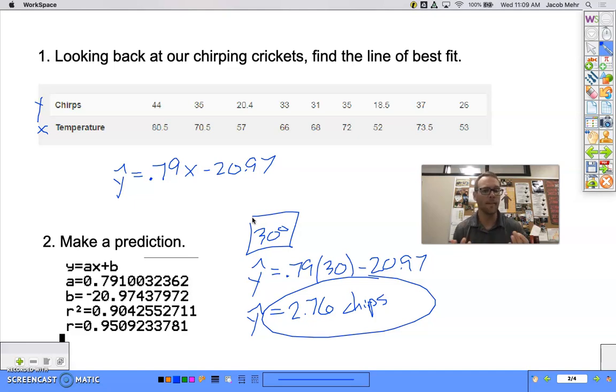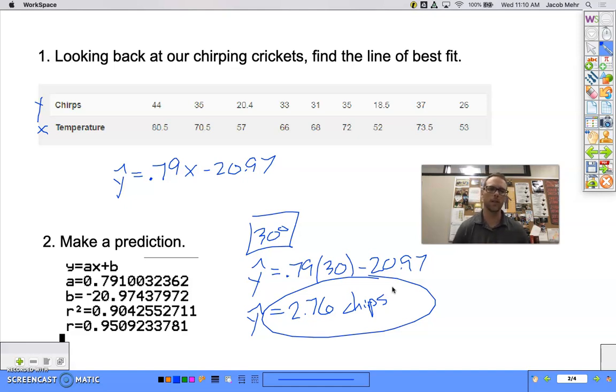Okay. Here are my thoughts. At 30 degrees, we are below freezing, and I don't think there are going to be any chirps from any crickets. We will not hear them when the temperature is freezing, right? So I don't think that we have a great prediction here. What if I would have put in 0? Well, if I would have put in 0, our y-intercept would have been negative 20.97. Are we going to hear a negative number of chirps when our temperature is 0 degrees? Of course not.